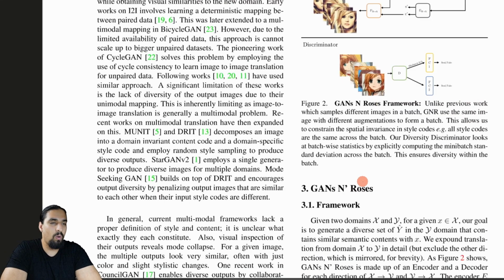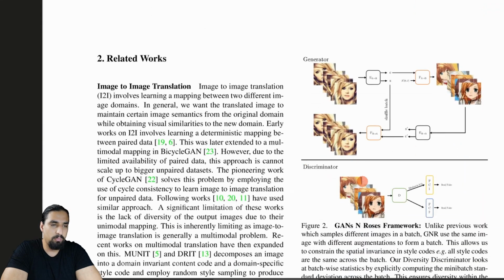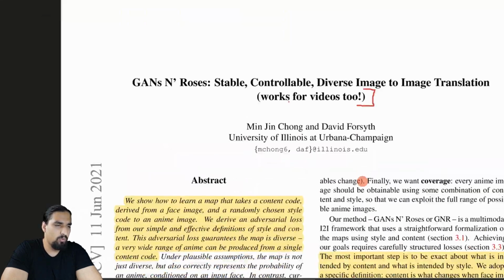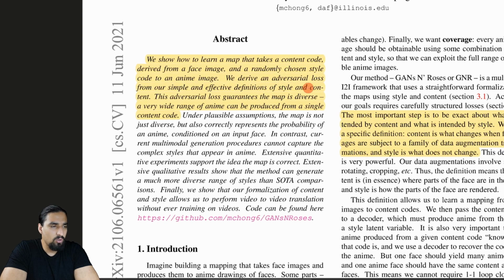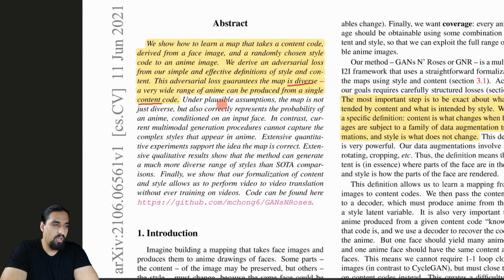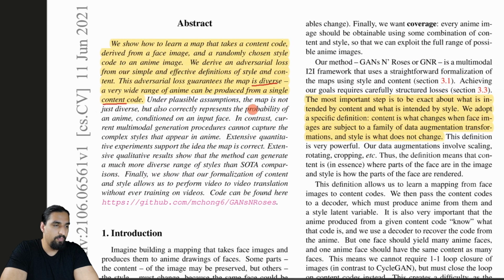Let me now show you how it works. I think the results are pretty impressive. So let's start from the beginning of the paper. "We show how to learn a map that takes a content code derived from a face image and a randomly chosen style code to an anime image. We derive an adversarial loss from our simple and effective definitions of style and content. This adversarial loss guarantees the map is diverse. A very wide range of anime can be produced from a single content code." So they're stressing the diversity.